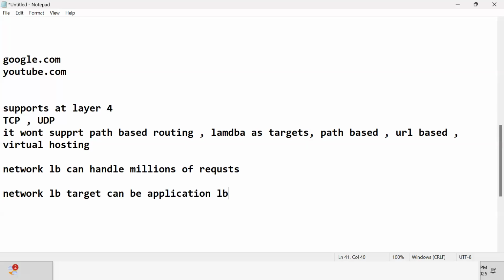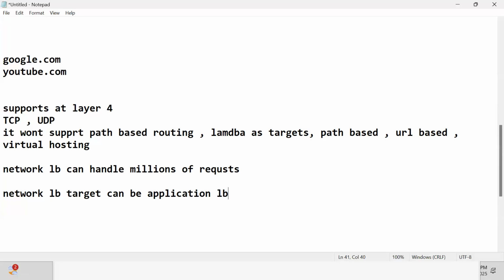Which target is not possible for network load balancer? Lambda, path-based, and URL-based. Lambda is not possible. But which target can be added additionally compared to application load balancer? Which target can be added?